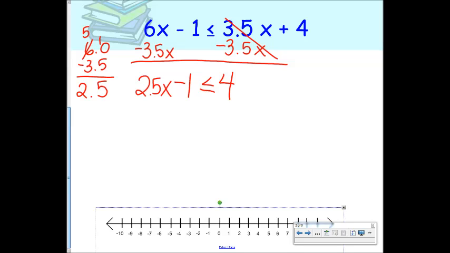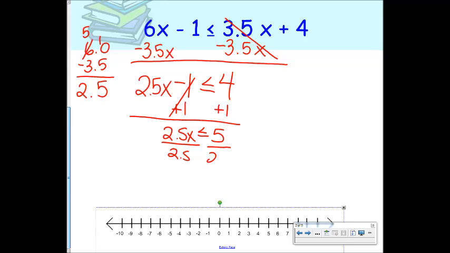Now I'm going to go ahead and isolate the x because I've collected all my x's on one side. So now I'm ready to isolate. And to isolate, first I want to add 1. That goes away, and I'm left with 5. And on the left side, I have 2.5x. To get rid of that 2.5, I want to divide on both sides. It's a positive, so my sign stays the same. These cancel out, and I'm left with x is less than 2, because 2.5 goes into 5 twice.